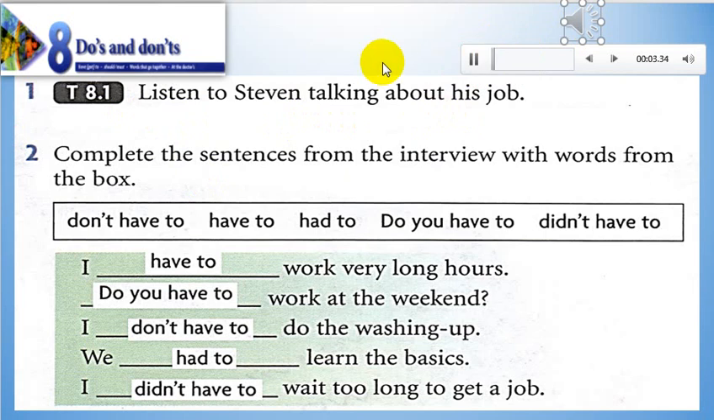Tape script 8.1. What sort of hours do you work, Stephen? Well, I have to work very long hours, about 11 hours a day. What time do you start? I work 9 till 3, then I start again at 5:30 and work until 11. 6 days a week. So I have to work very unsocial hours. And do you have to work at the weekend? Oh yes, that's our busiest time. I get Wednesdays off. What are some of the things you have to do and some of the things you don't have to do? I don't have to do the washing up, so that's good. I have to wear white, and I have to be very careful about hygiene.